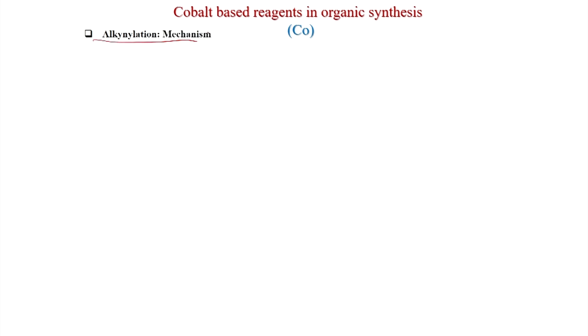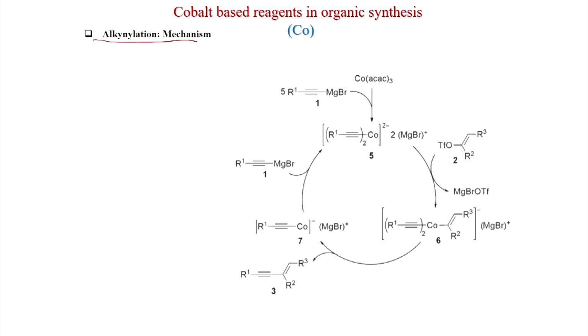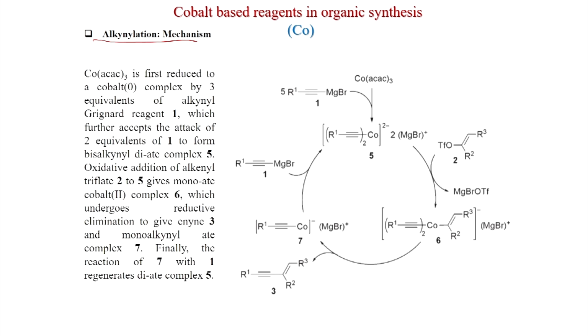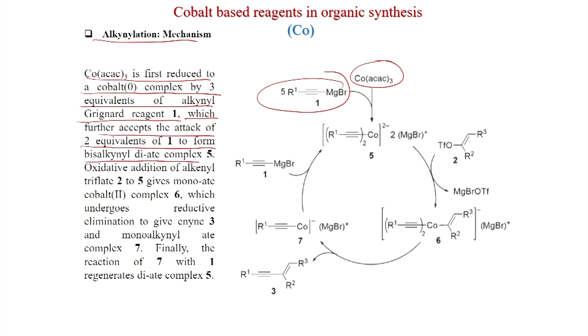Now, the alkynylation mechanism we can discuss. As I told earlier, the cobalt 3 is first reduced to a cobalt 0 complex by 3 equivalents of alkynyl Grignard reagent 1. So, this is the Grignard reagent, this is cobalt acetylacetonate. This is reduced to cobalt 0, which further accepts the attack of 2 equivalents of 1 to form bis-alkynyl ate complex 5. So, again 2 equivalents attack the cobalt 0, so the cobalt becomes a 2 minus ate complex.